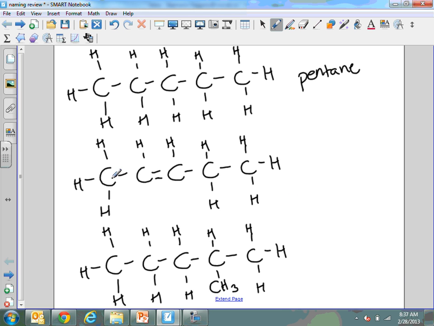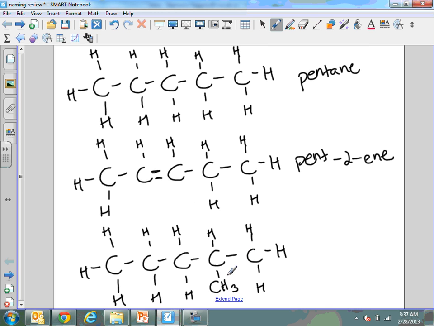For this next example, it's almost the same structure, except I have a double bond here. So that means that the ending this time is going to be -ene. However, because I've got more than 3 carbons in the chain, I have to specify where that double bond is. So you always count the shortest distance. So we wouldn't count from this side, we would count from the left side. So this is carbon 1, this is carbon 2. So the double bond appears after carbon 2. So we indicate that by putting a 2 in the name. So this is pent-2-ene.